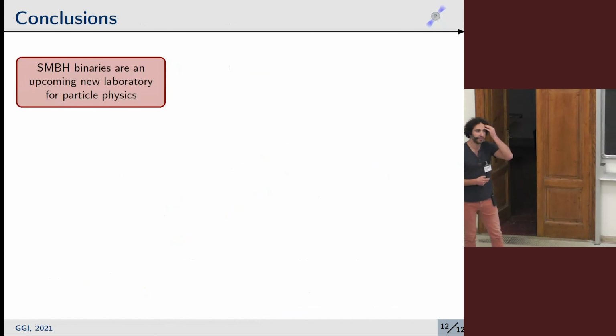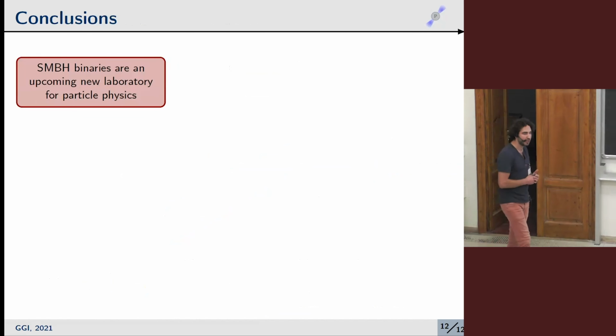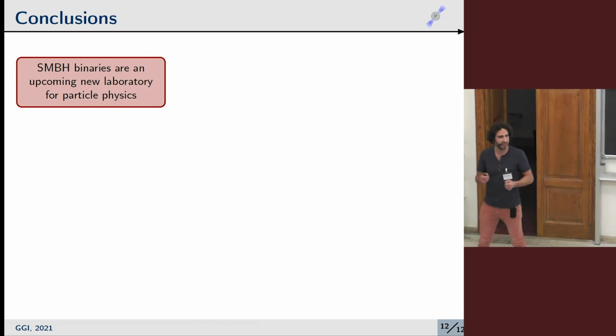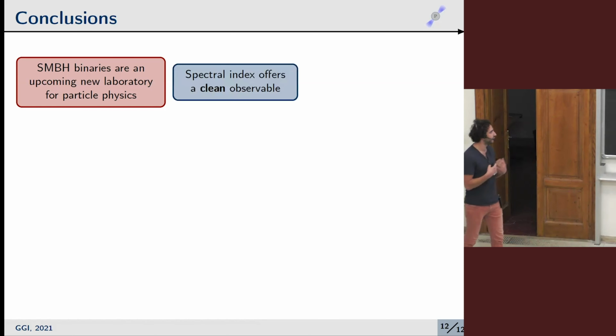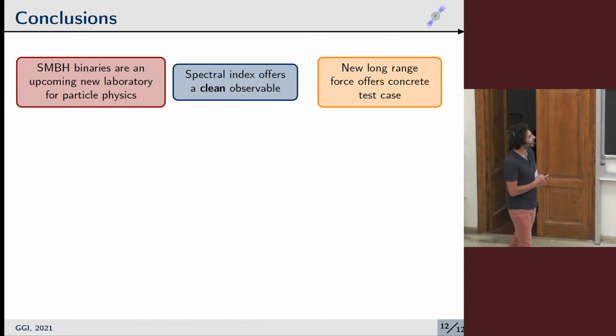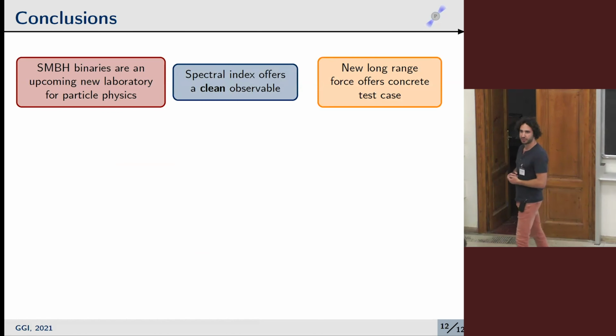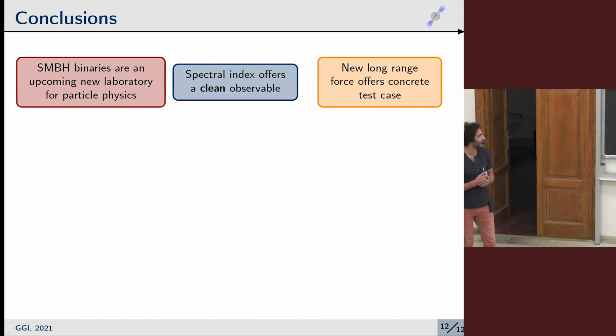And with that, I want to conclude. So supermassive black hole binaries, hopefully I convinced you, are a new upcoming laboratory that have some perspective to look for new particle physics effects. There's one clean observable, which is the spectral index. That's really what you want to use to look for new physics. And this new long-range force that I discussed is one possibility, as a test case, for probing new physics inside these systems.